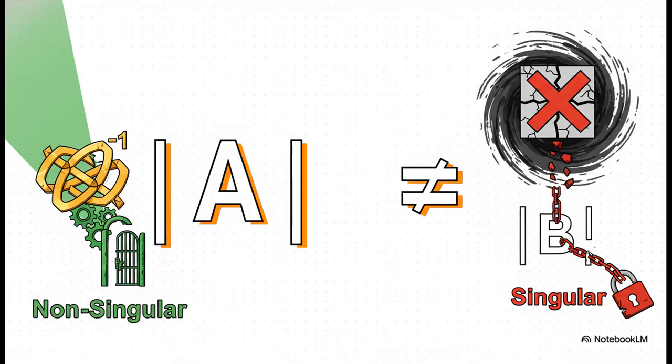And here it is, the single most important result from that diagnostic check. If the determinant of a matrix A is not 0, we call it non-singular.